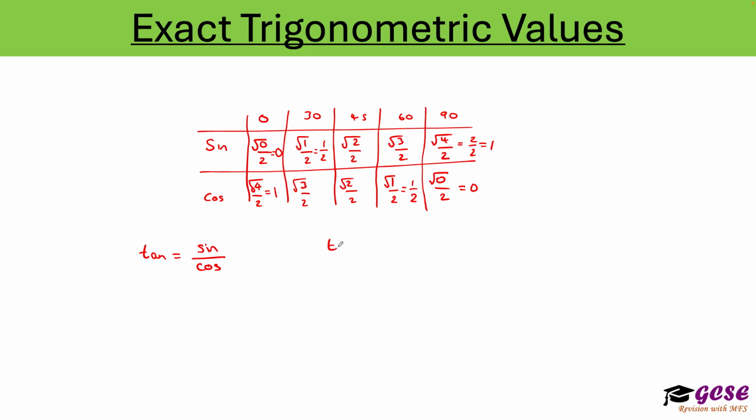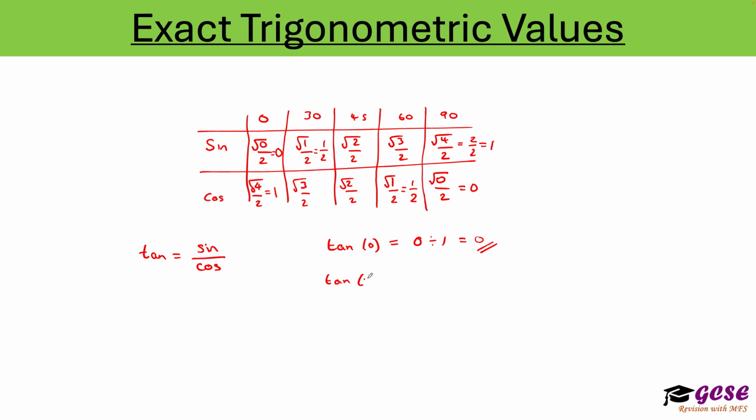So if we wanted to work out the tan of 0, we would have to do sine of 0 divided by cos of 0. And we know that sine of 0 is 0, and cos of 0 is 1. So tan of 0 is 0 divided by 1, which is just 0. Okay?